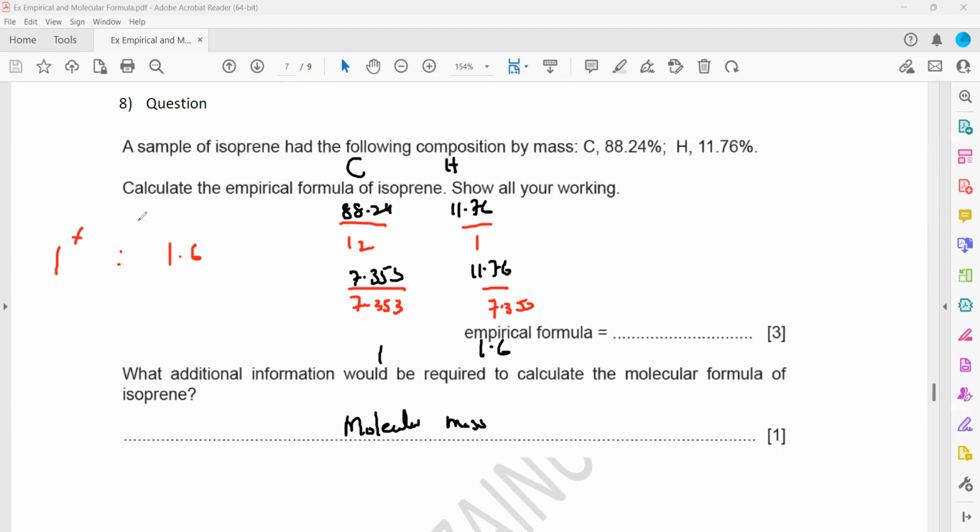But if I multiply by 5, this will be 5 and this will be 1.6 multiplied by 5, which makes 8. So I should multiply them by 5. So the simple rule is you check with 2, then 3, then 4. Just multiply with the number which gives you a whole number. That is the multiplication factor. So we multiply all of them by 5. So this will be C5 and H8.